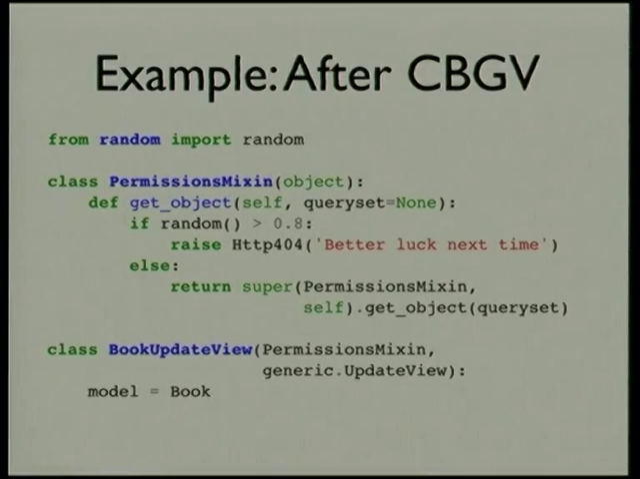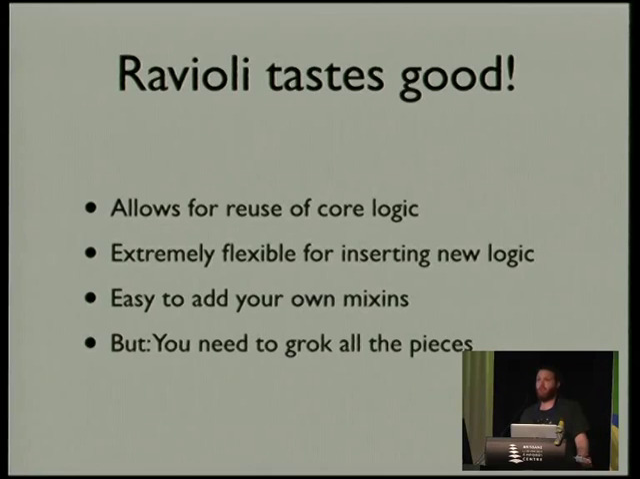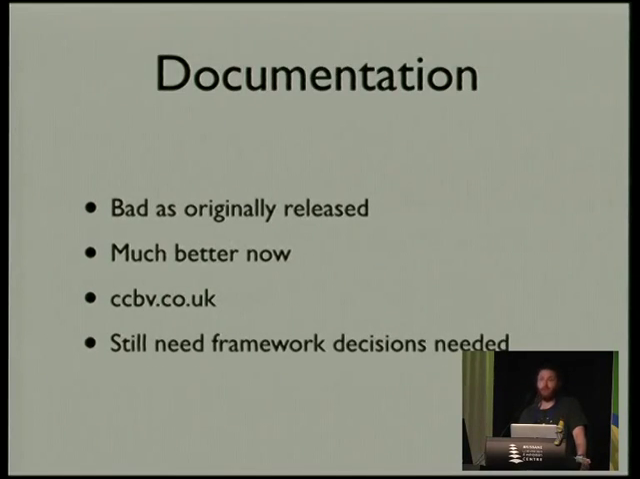Okay, so like I said, the price you pay for all that tasty ravioli is a learning curve. How do you know that get_object is the method you need to override? How do you know that form_valid is the right entry point for that logic? The only fix for that is documentation. And like I said, the technical term for the state of Django's documentation for generic class-based views when they landed was that they were bad. It got all the details 100% correct, but completely missed the big picture.